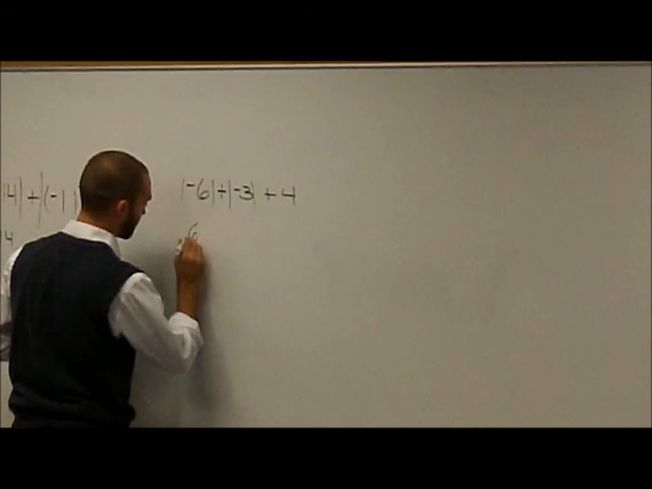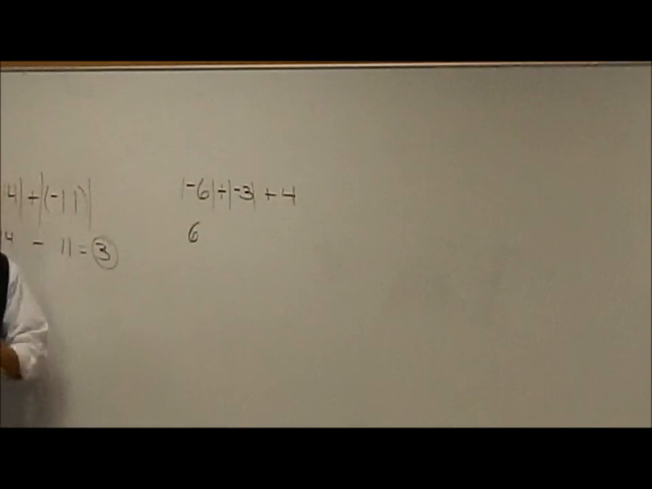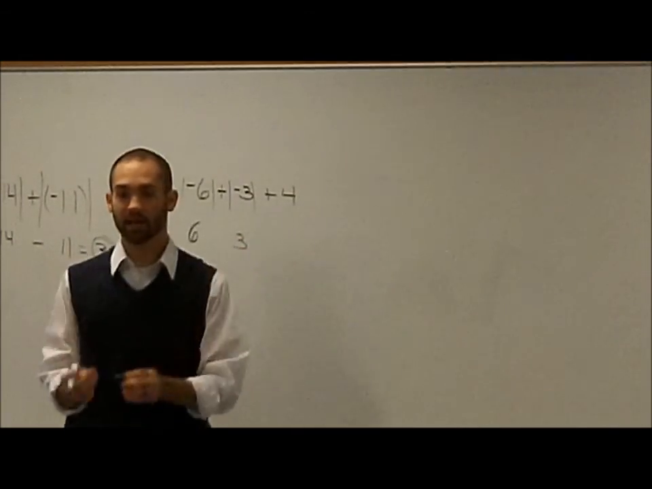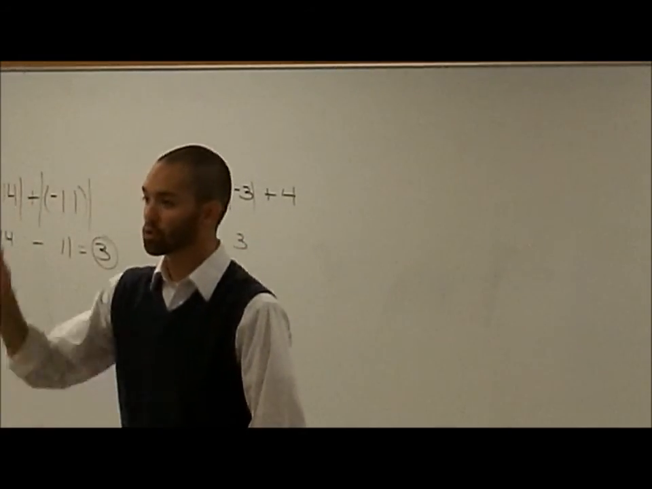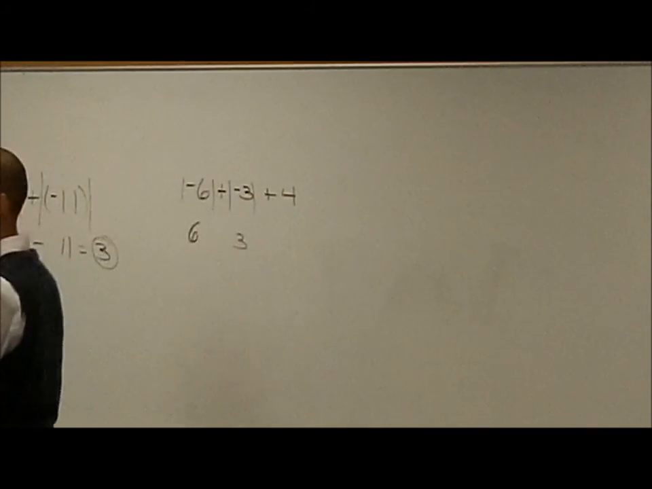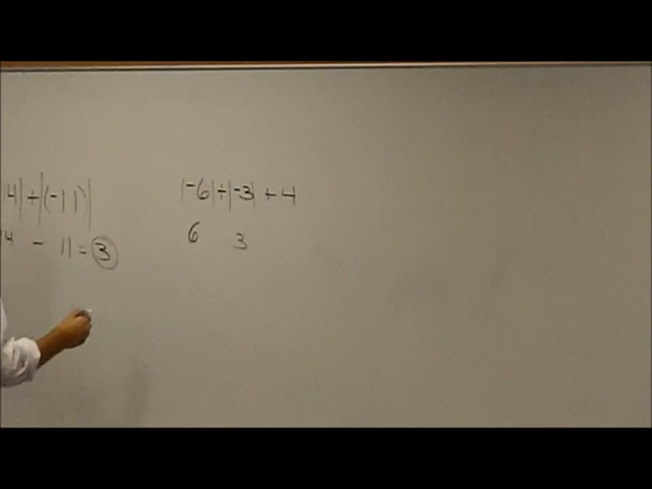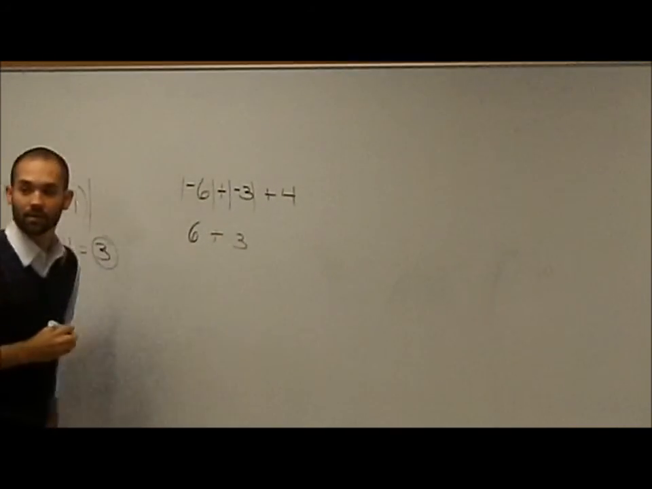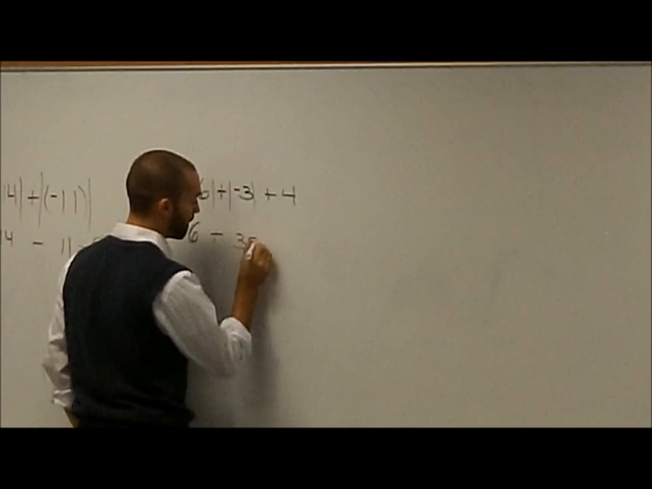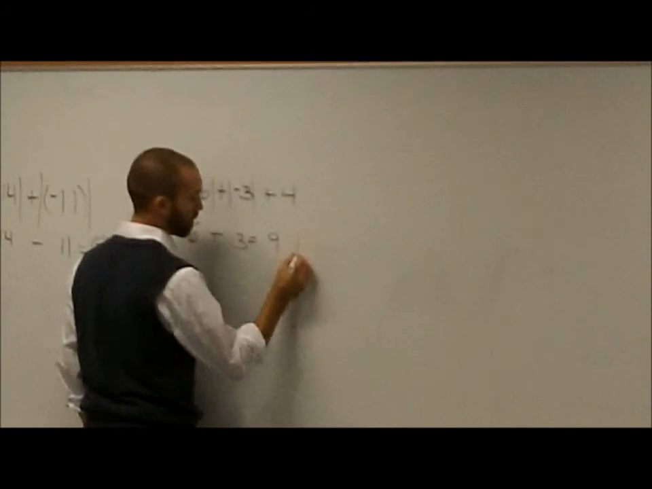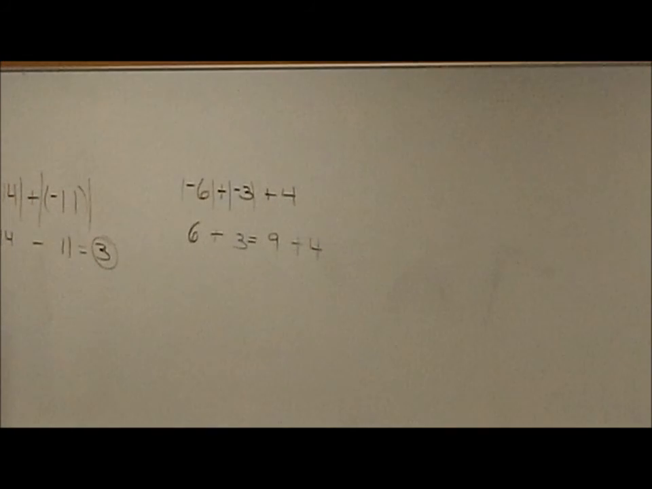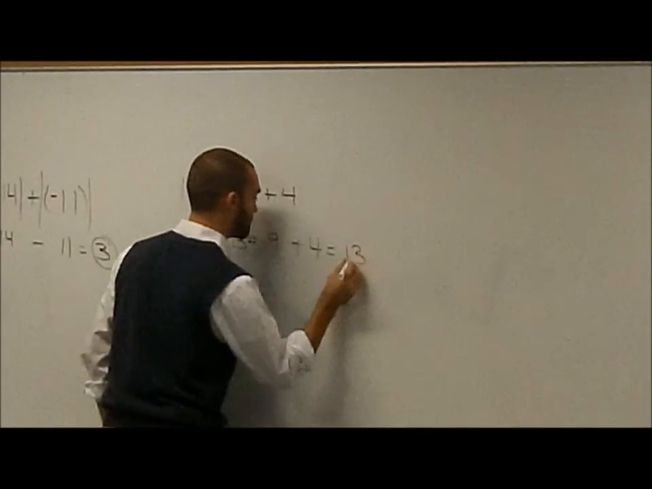What's the absolute value of negative 3? 3. It's 3 away from the origin. Now, same sign, different sign? If they're the same, what do we do? We add them. And can we add 6 plus 3? Yes. It's 9. So I bring down the 4. Can we do 9 plus 4? What is 9 plus 4? So my final answer is 13. No.